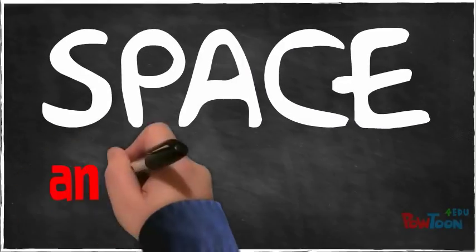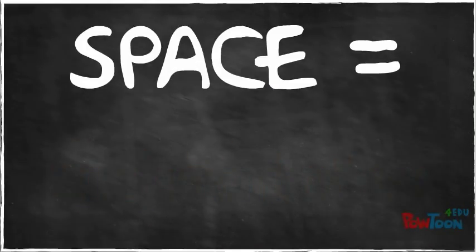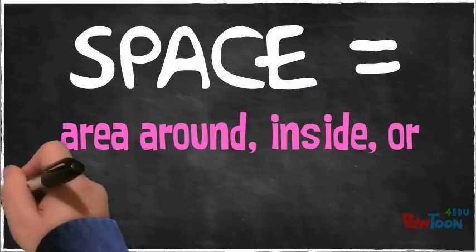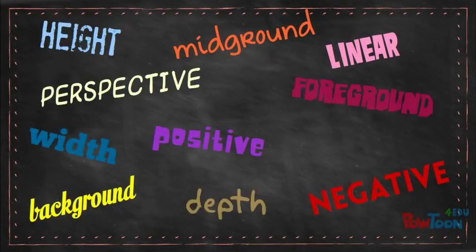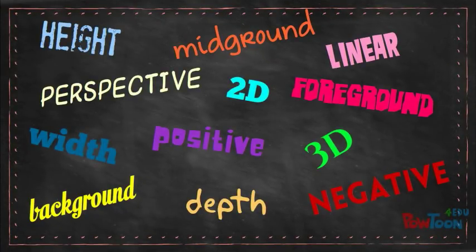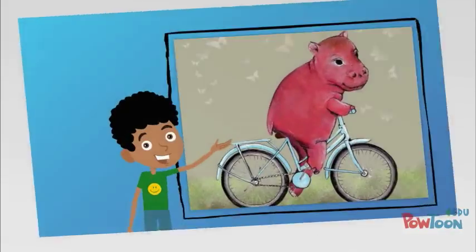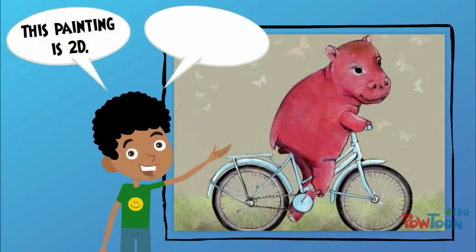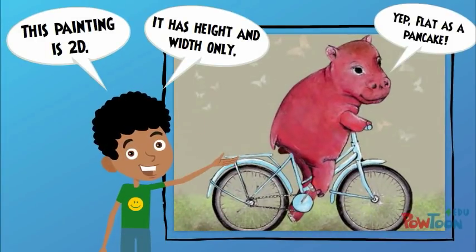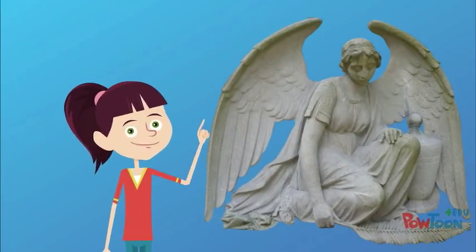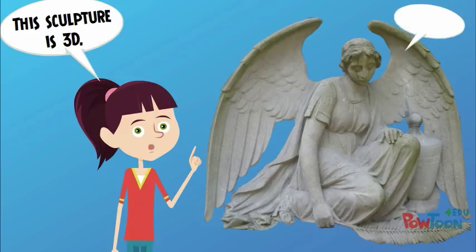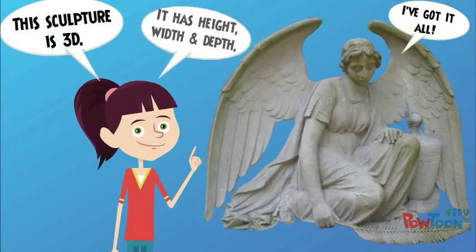Space is the element of art that is concerned with the area around, inside, or between shapes and forms in an artwork. There are many kinds of space in art. Whether the artwork is two-dimensional or 2D, with only height and width, like this picture, or the artwork is three-dimensional or 3D, like this sculpture, which has all three dimensions, height, width, and depth.